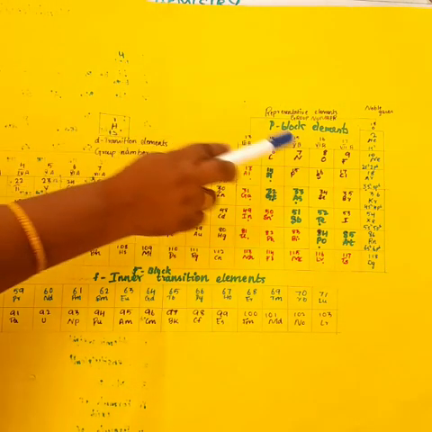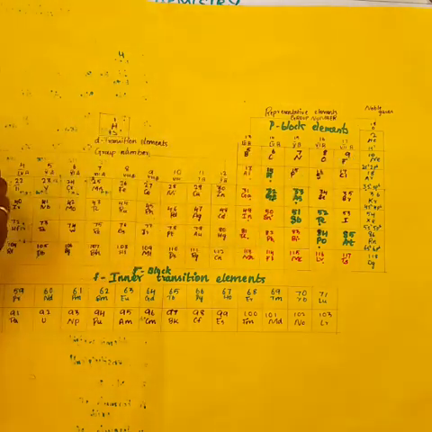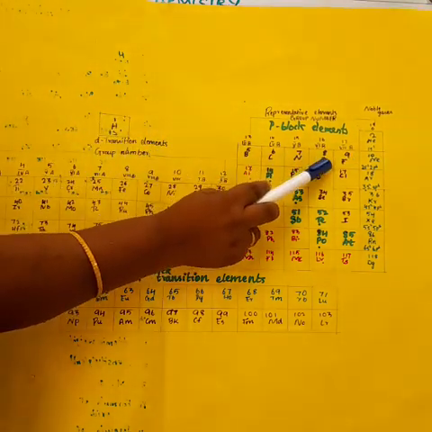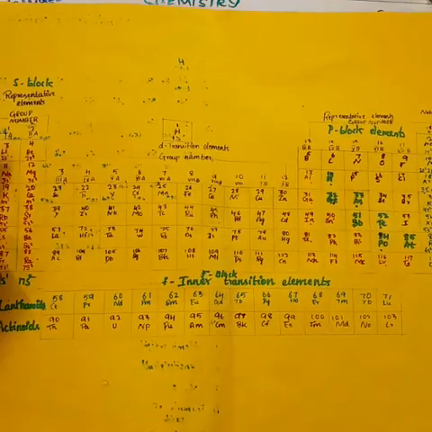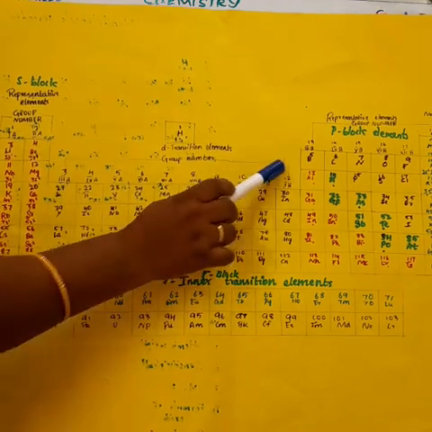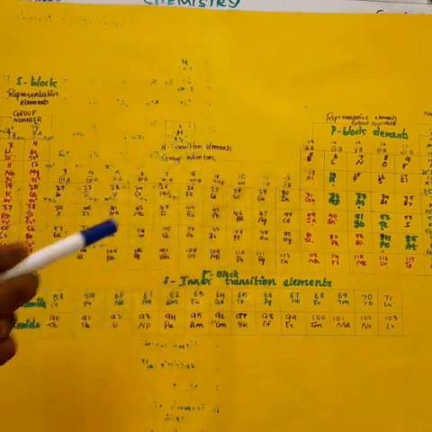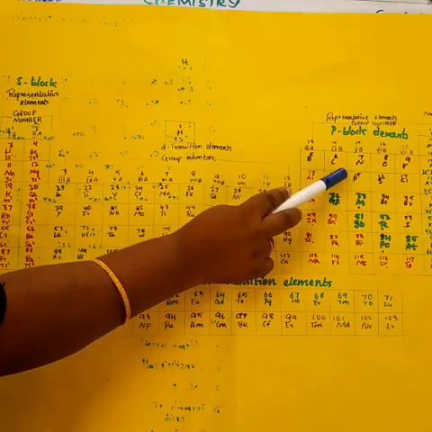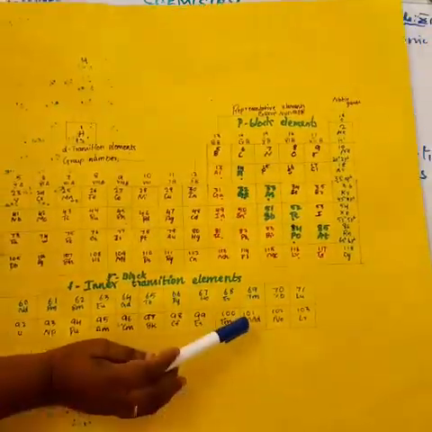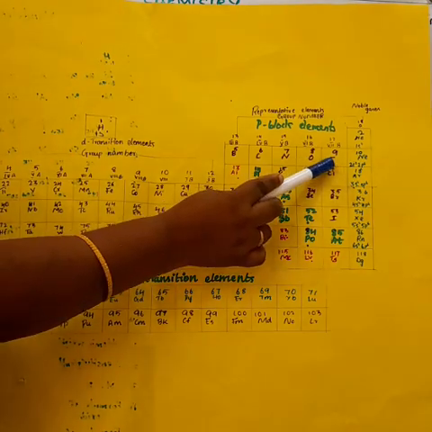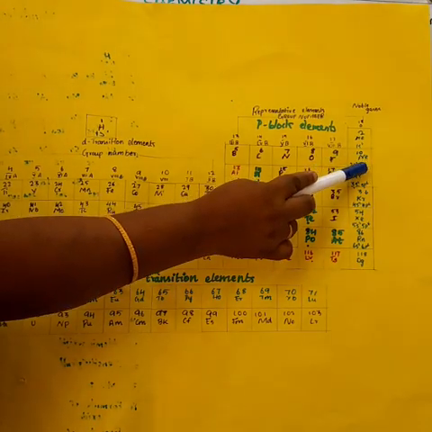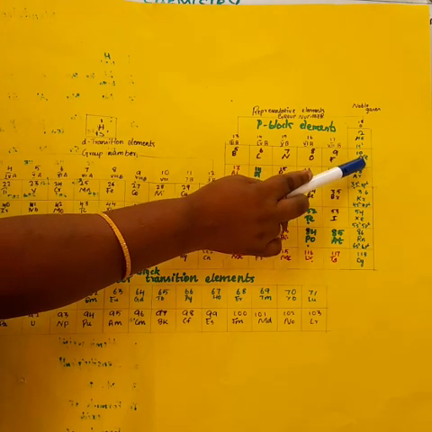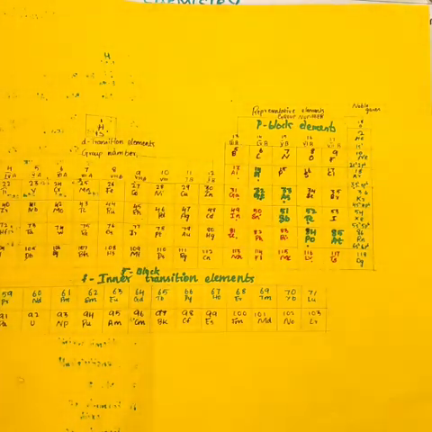The second period is lithium to neon: lithium, beryllium, boron, carbon, nitrogen, oxygen, fluorine, neon. Lithium starts from 2s1 and beryllium is 2s2, boron 2s2 2p1, carbon 2s2 2p2, nitrogen 2s2 2p3, oxygen 2s2 2p4, fluorine 2s2 2p5. After that, neon is 2s2 2p6. It starts from 2s1 and ends with 2p6.